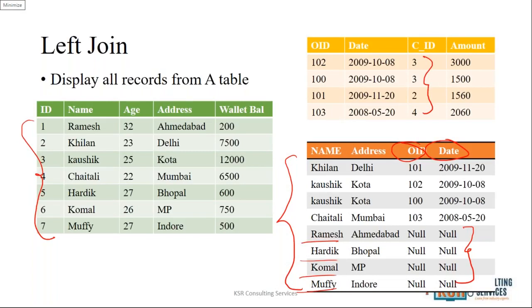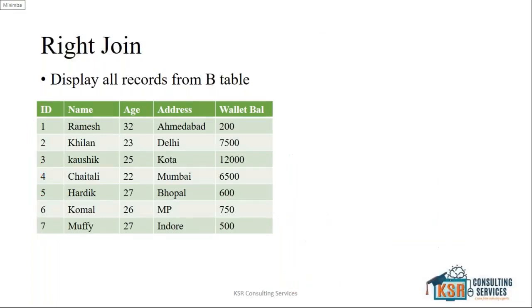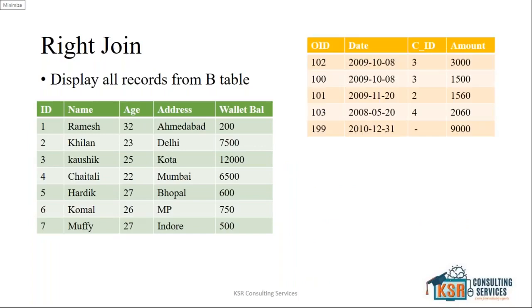Very simple, straightforward question I'm asking, so here we will use a right join. First we will see the data. This is table A, the customer table. This is table B. What you observe in the last row is an order which does not have a customer ID. I mean to say, one guy has purchased a product and his order ID is 199.